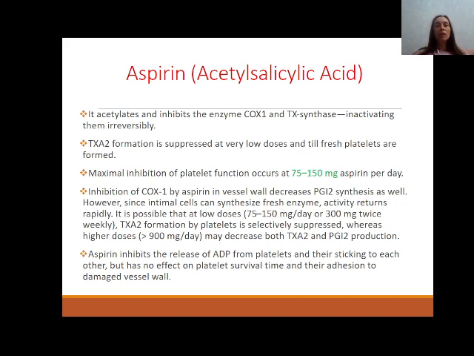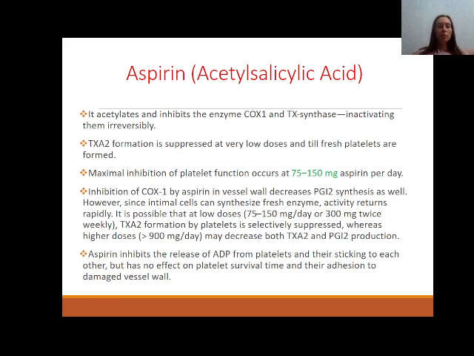Aspirin acetylates and inhibits the enzymes COX-1 and thromboxane synthase, inactivating them irreversibly. Thromboxane A2 formation is suppressed at very low doses until fresh platelets are formed. Maximal inhibition of platelet function occurs at 75-150 mg aspirin per day. Please remember this dose: 75-150 mg a day.